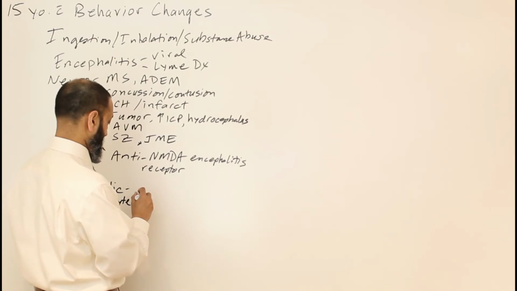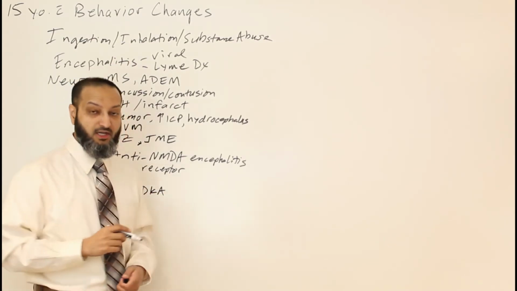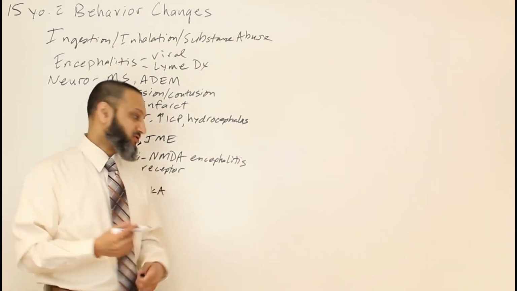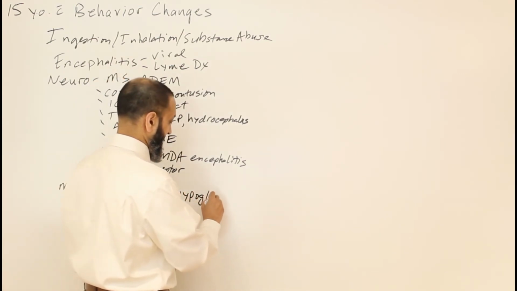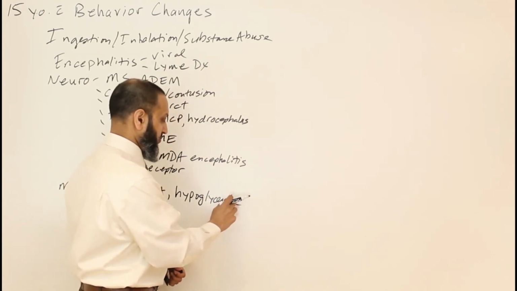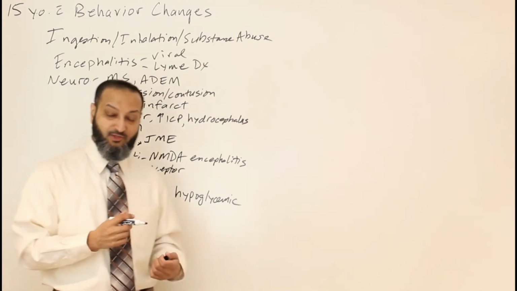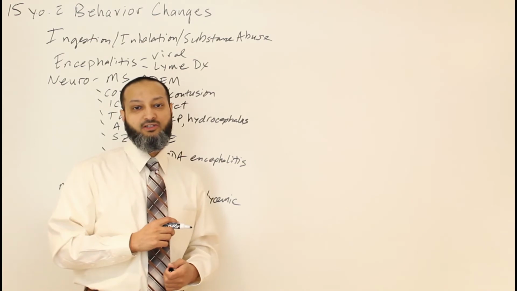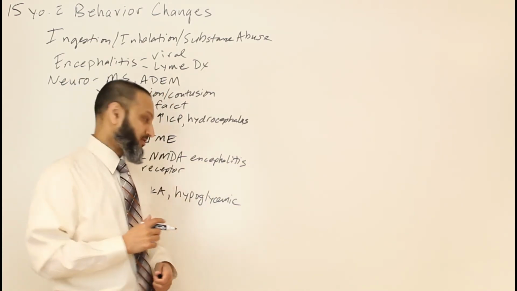So anything related to glucose, right? So you can have DKA, so you can have hyperglycemia, and that can cause you to have encephalopathy and cerebral edema and behavior changes, right? Or you can actually be hypoglycemic, right? And that can cause you to have a lot of changes in your behavior as well. So sugar issues, hypoglycemia and hyperglycemia, a low sugar or a high sugar can also cause you to have these type of metabolic or electrolyte disturbances.